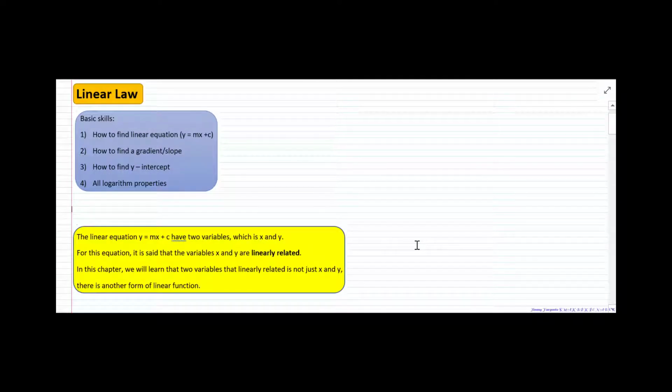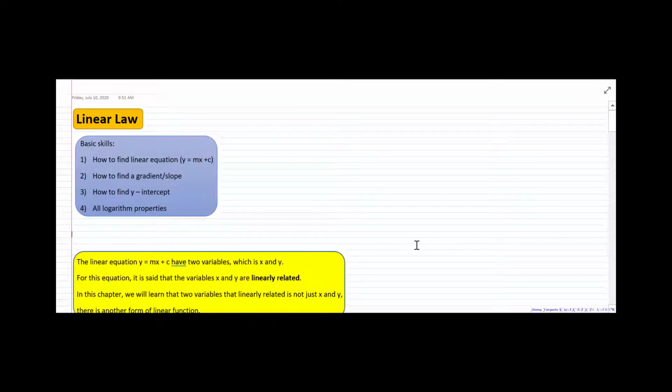The linear equation y equals mx plus c, which you already learned at junior high school, has two variables, x and y. For this equation, it is said that the variables x and y are linearly related. In this chapter, we will learn that two variables that are linearly related are not just x and y. There is another form of linear function.